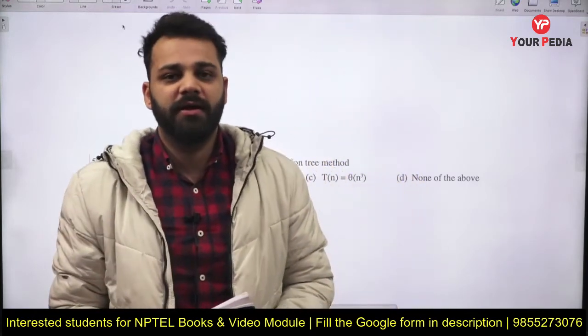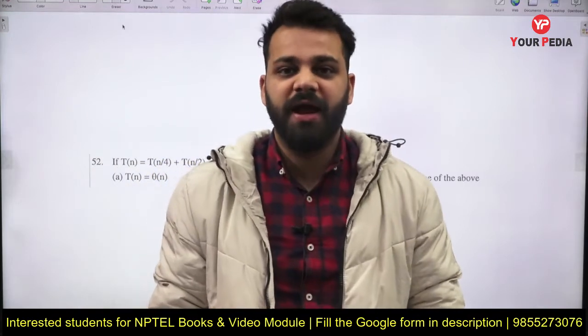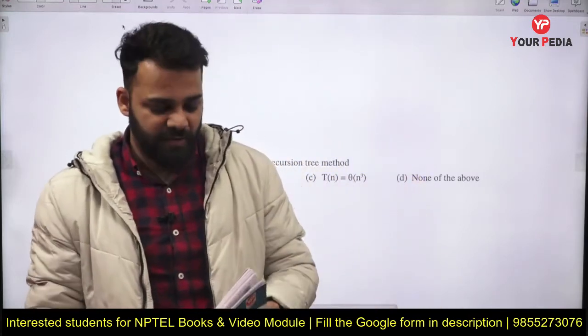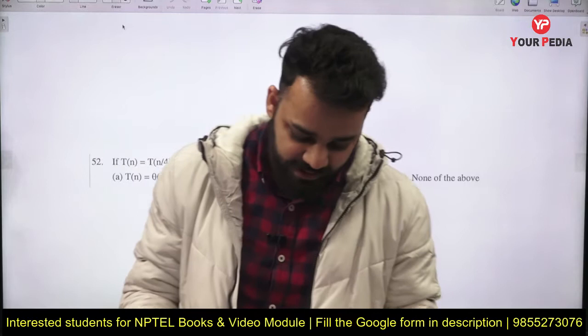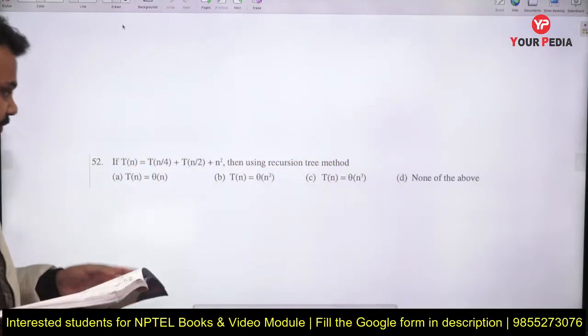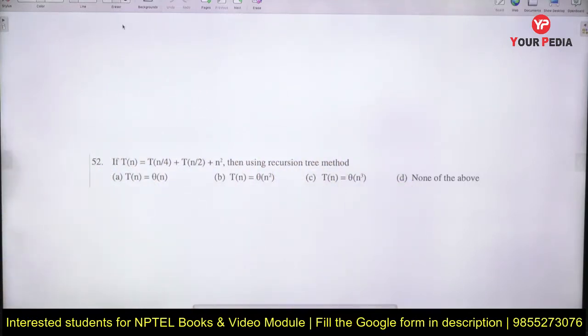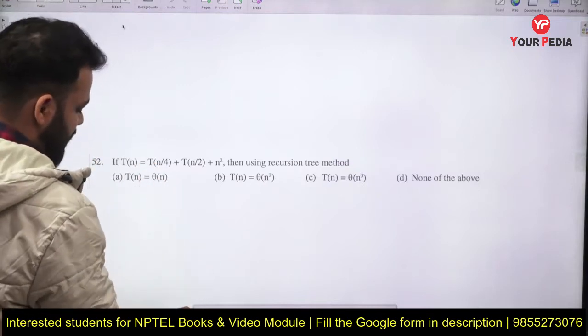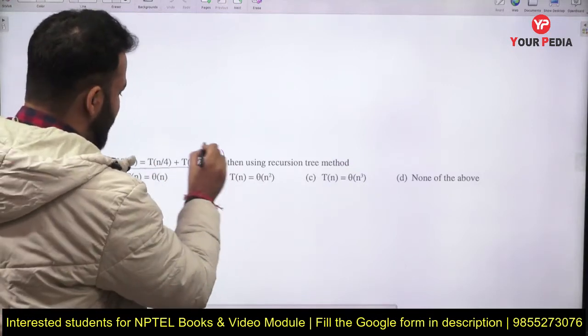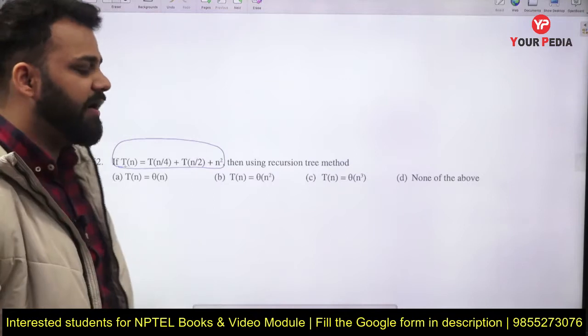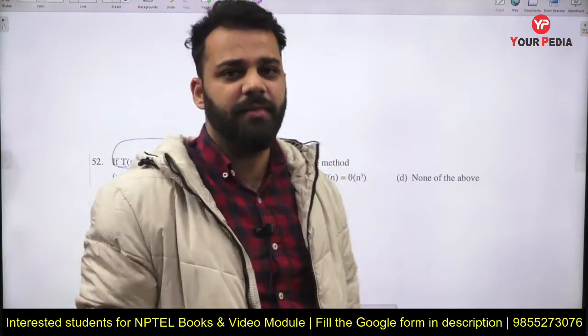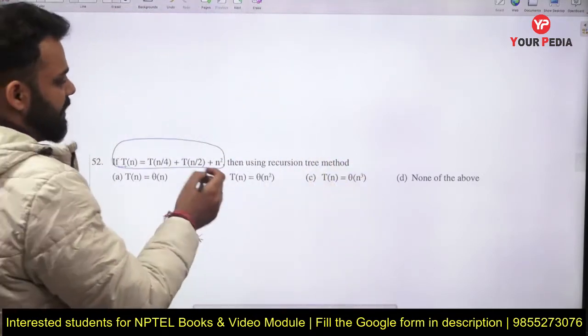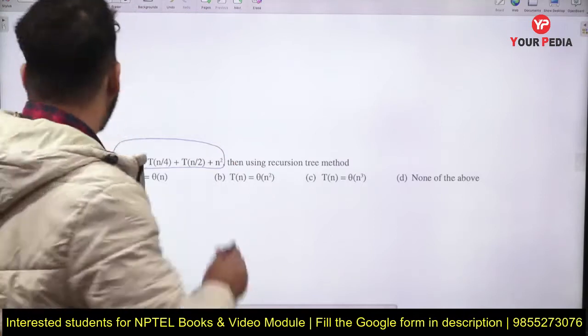So today we'll be discussing a question from our NPTEL question bank series, and the question is from algorithms. You can find the question on page number 10. The question is question number 52. You have been given a recurrence relation, and it is asking if you use the recursive tree method, then what will be the time complexity for this recurrence relation.